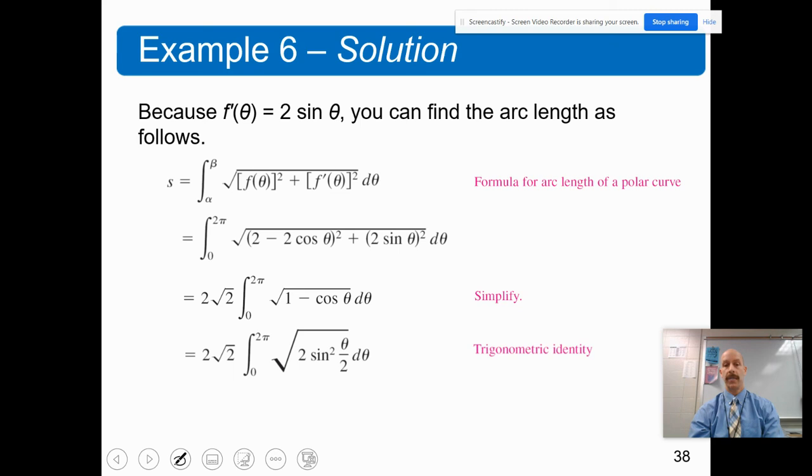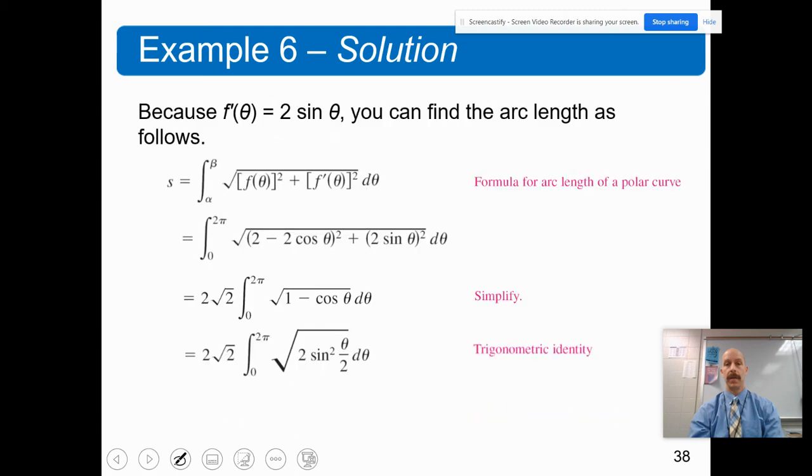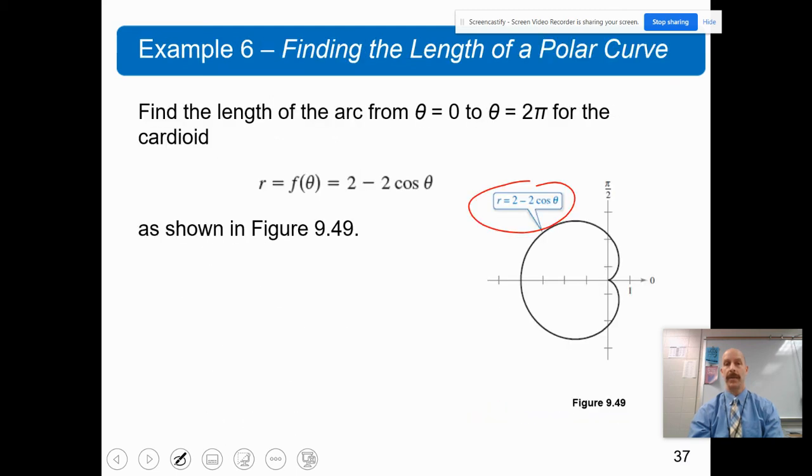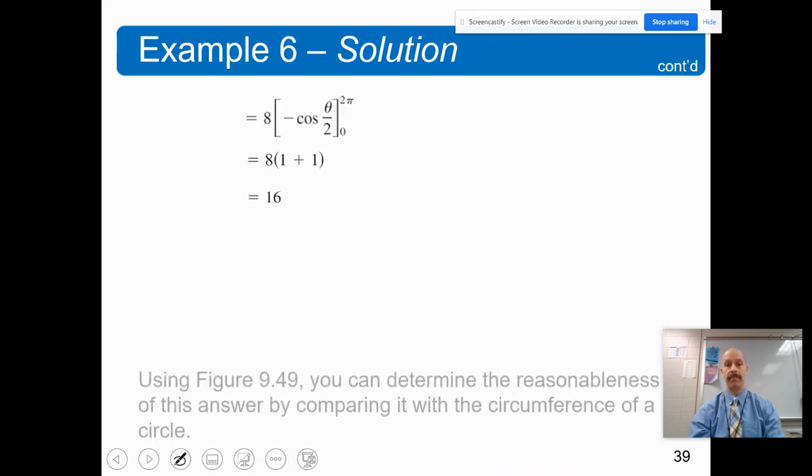We can integrate this using a trigonometric identity. Cleaning it up some more, because what's inside there is a perfect square. But notice the square root of 2 would pull out, which would make the front coefficient 4. This now has a nice integral of negative cosine theta over 2. We're going from 0 to 2 pi. And so we get our answer, which is 16. So the length of this polar curve is 16. And that will be that.